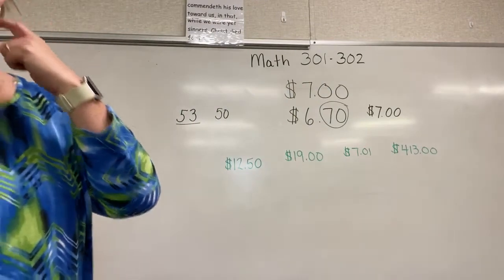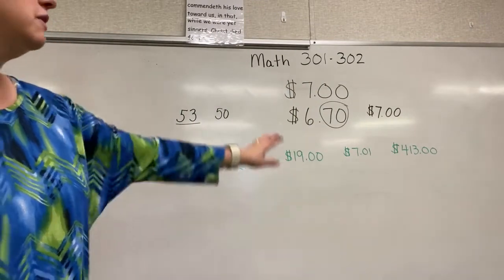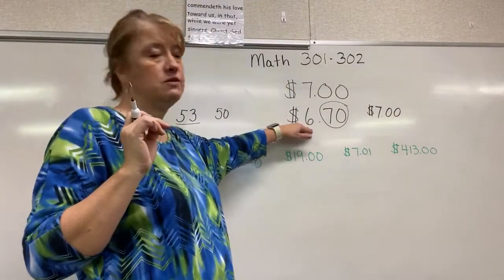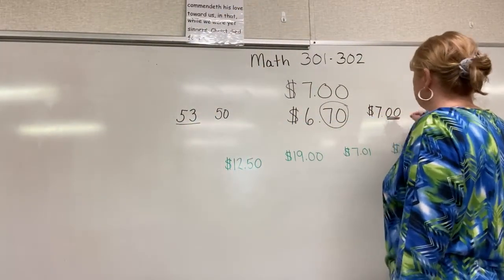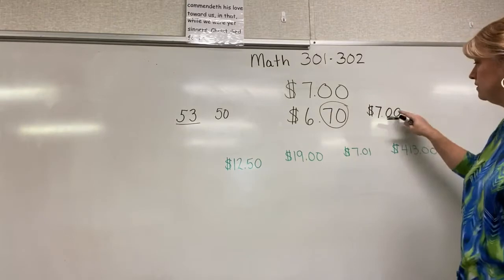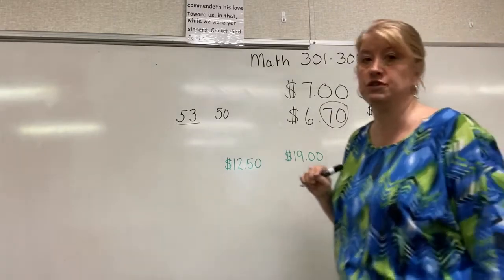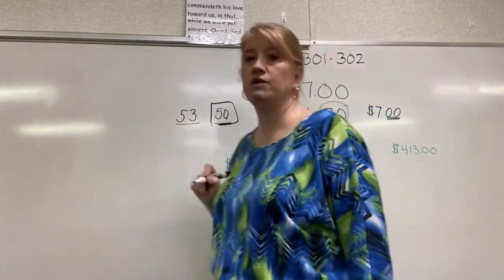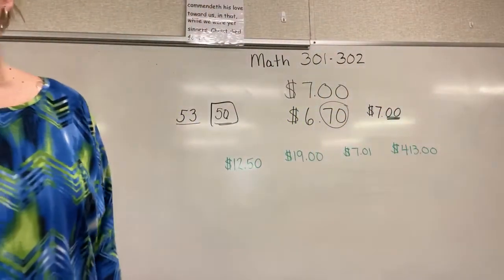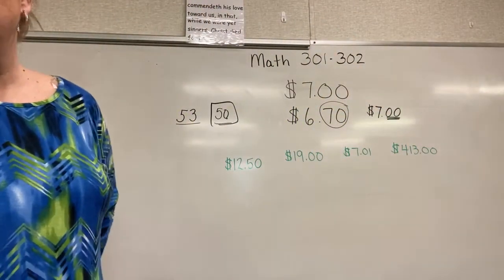Now, this amount is not rounded. This amount, $6.70, is not rounded. You only have rounded numbers when the dimes and the pennies are 2 zeros. Just like this one is rounded because the ones is zeros. The ones place is zeros.